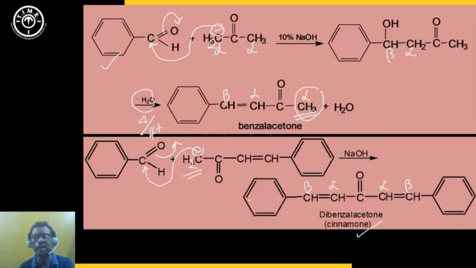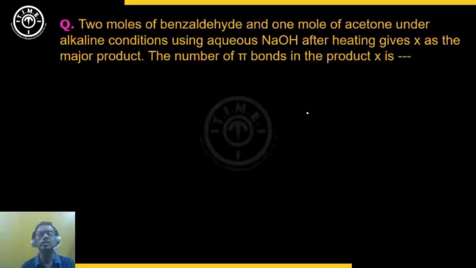How many pi bonds are there? Because the next question that is going to come up is finding out the number of pi bonds. So 1, 2, 3, 4, this is 5, this is 6, 7, 8, and then 9. So dibenzyl acetone has got 9 pi bonds. So 2 moles of benzaldehyde and 1 mole of acetone, that is what we got there.